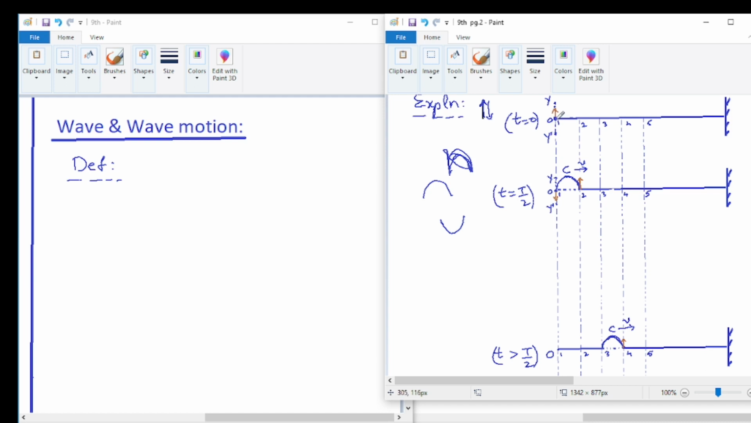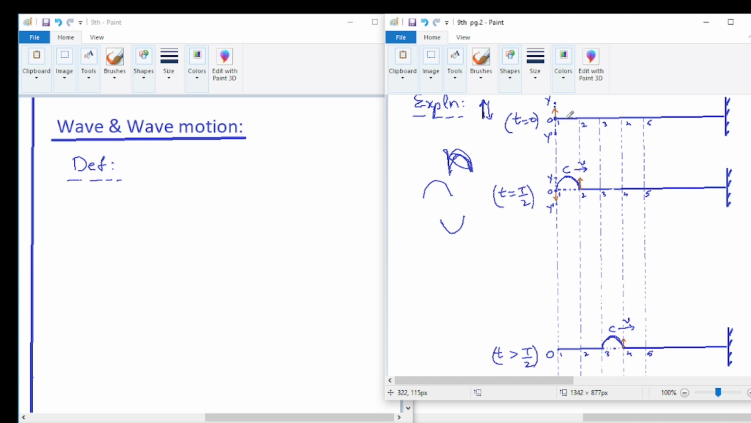So the next particle will be forced to vibrate. The first particle we are disturbing, making it undergo the upper half of the vibration, O to Y and back from Y to O. That will force its neighboring particle to vibrate, and that particle will force the next one to vibrate. One forces 2 dash, 2 dash forces 3 dash, 3 dash forces 4 dash. This way, one after the other, without any loss of energy.